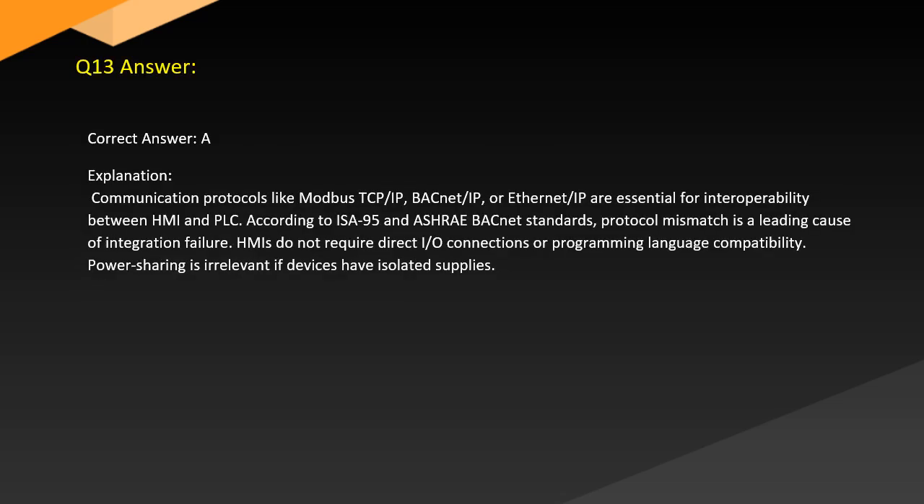Correct answer: A. Explanation: Communication protocols like Modbus TCP/IP, BACnet/IP, or Ethernet are essential for interoperability between HMI and PLC. According to ISA 95 and the ASHRAE BACnet standards, protocol mismatches are a leading cause of integration failure. HMIs do not require direct I/O connections or programming language compatibility. Power sharing is irrelevant if devices have isolated supplies.